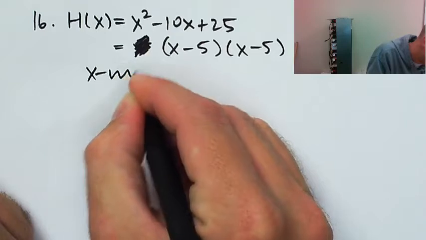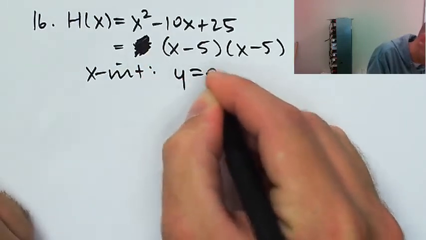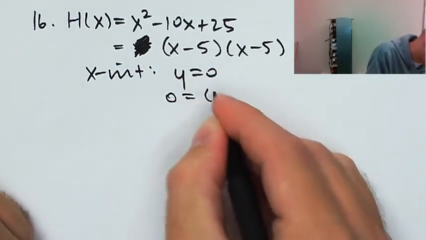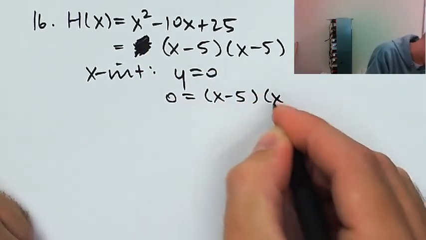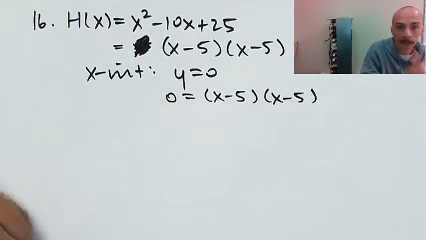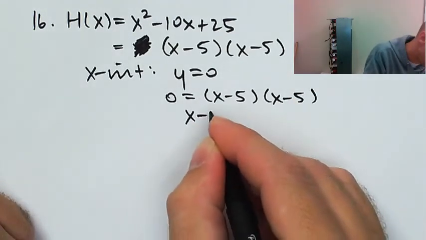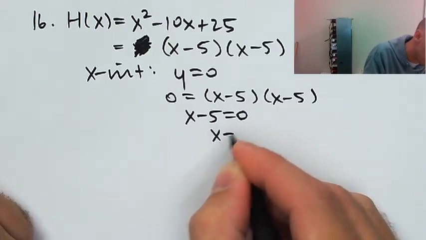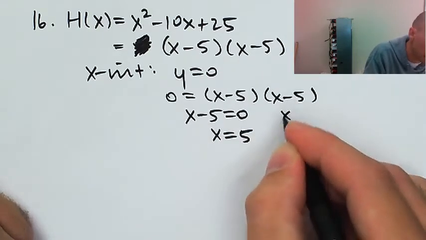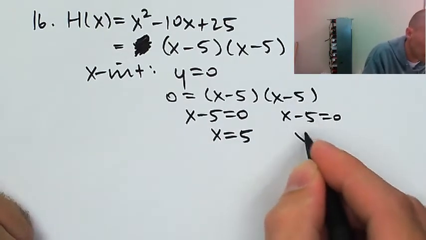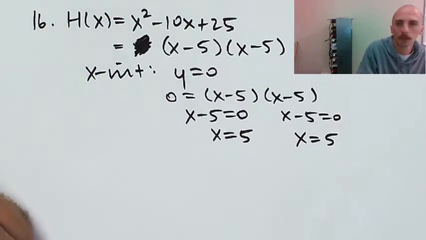If I want the x-intercepts, that's where y is equal to 0. So 0 would be equal to x minus 5 times x minus 5. And then I could say, these two things are going to multiply to 0 anytime that x minus 5 is equal to 0, or anytime this x minus 5 equals 0, which would be the exact same time, when x is equal to 5.